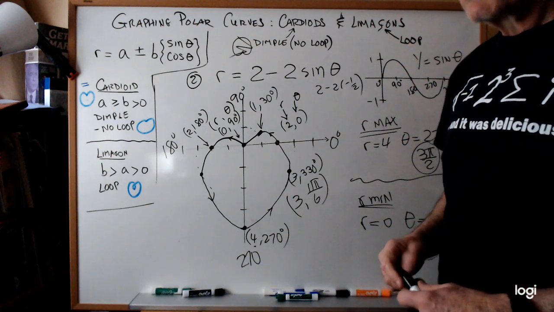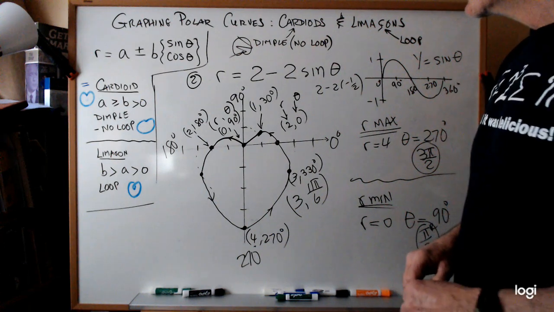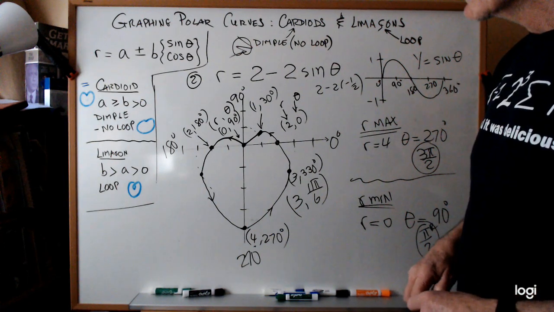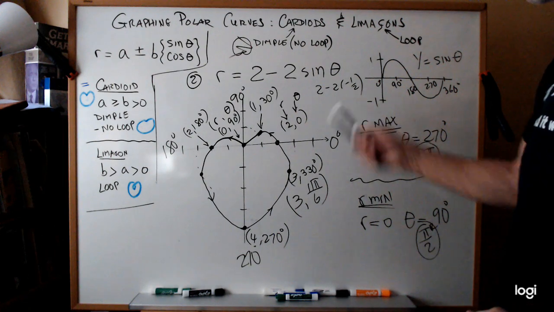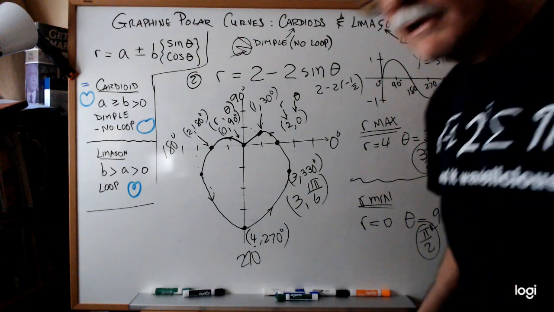Okay, so what I'm going to do next time, I'm going to do polar roses, and hopefully my graphing technique will get a little bit better. But limacons and cardioids are very common polar curves. Okay, so see you in the next video.